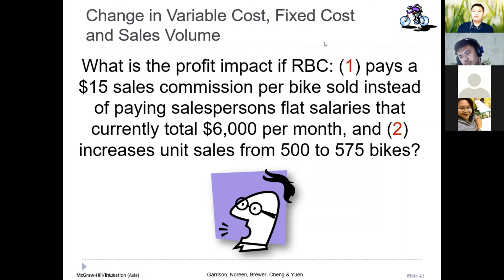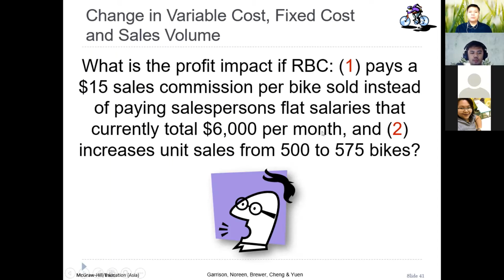Now, what is the profit impact if 1, RBC pays a $15 sales commission per bike sold instead of paying salespersons flat salaries that currently total 6,000 per month? Anong effect nun? Anong account sa income statement natin to? Si 15 sales commission. This is a variable expense, right? So you increase your variable by 15. Pero matatanggal daw siya doon sa fix mo na 6,000.